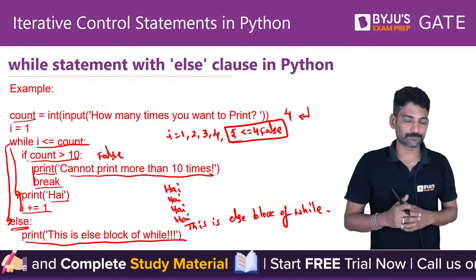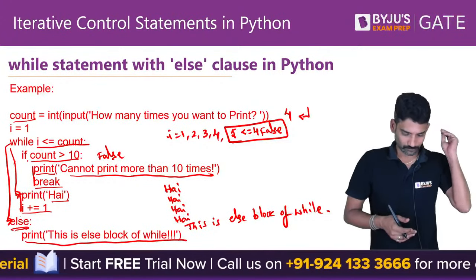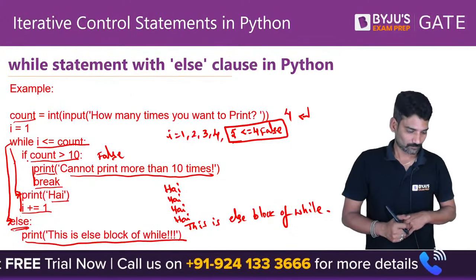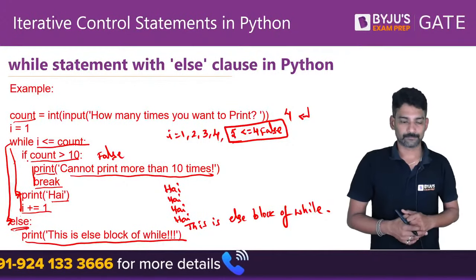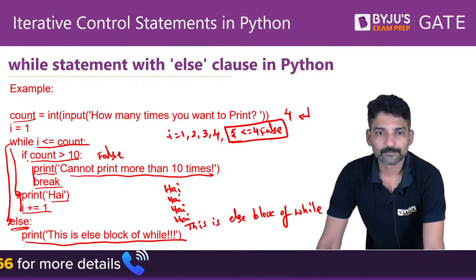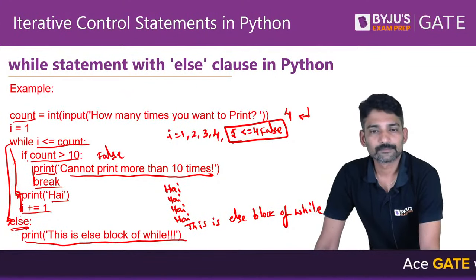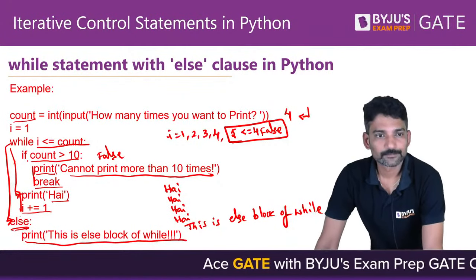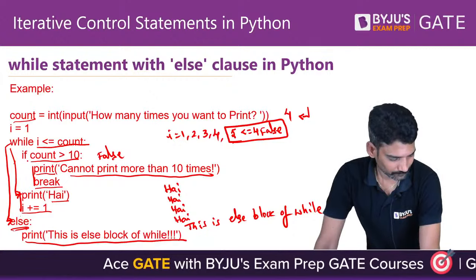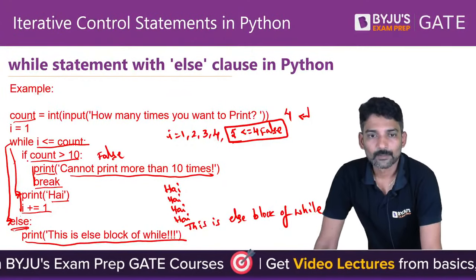Is this clear? Please confirm, is this clear for everybody? If you say yes, we will see the execution quickly. Okay. Please confirm.